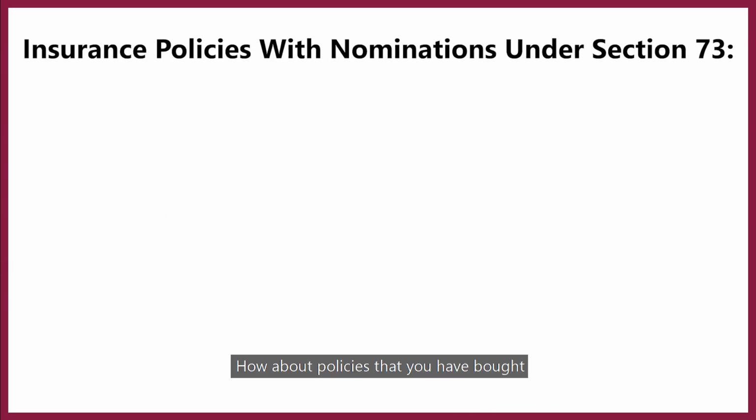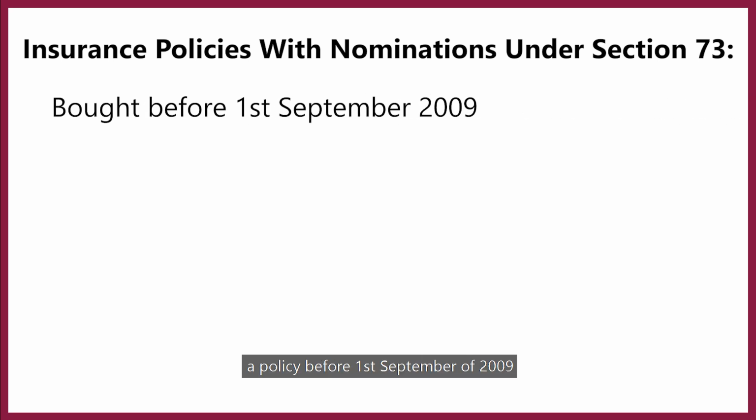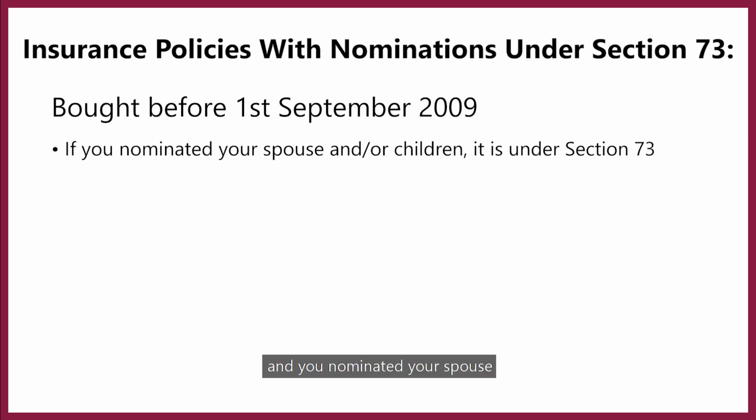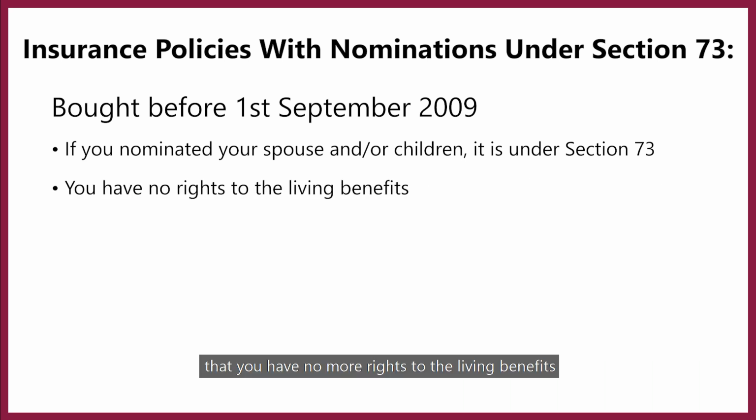How about policies that you have bought and you have made a nomination under Section 73? Now, what does that mean? If you have bought a policy before 1st September of 2009 and you nominate your spouse and or children as the beneficiaries, then that particular policy is under Section 73. Unknown to you, you have created an irrevocable trust. It cannot be changed. What does that mean? That means you have no more rights to the living benefits.